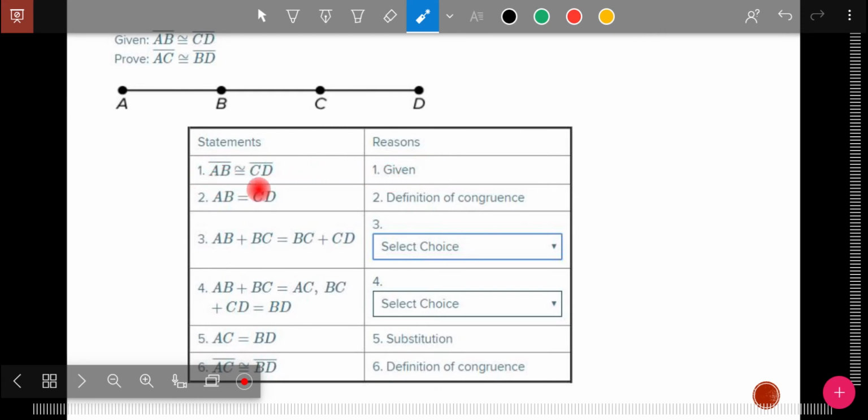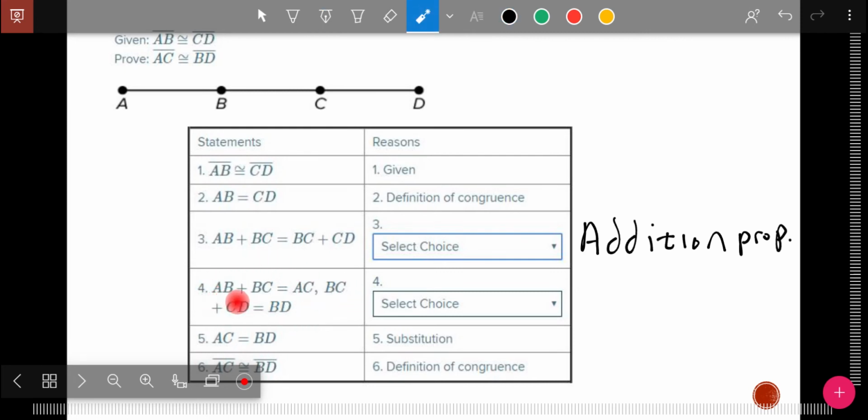What does congruent mean? It means they're equal. So I can say AB equals CD. What changed from this step to this step? Well, they had AB, now they have AB plus BC. They had CD, now they have BC plus CD. So they added BC to both sides. If I add the same thing to both sides, that is called the addition property, just like it was when we were doing algebraic proofs.